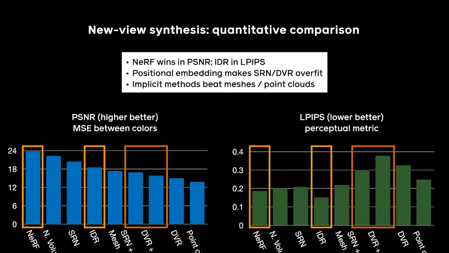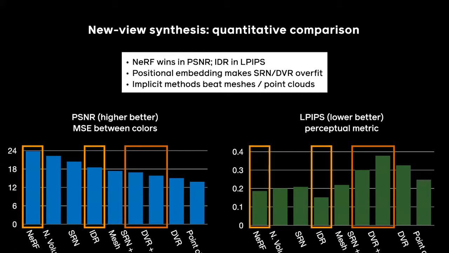However, this is not necessarily always true. There are other techniques that are also very competitive. For example, IDR. So a difference between NeRF and IDR is that NeRF uses an occupancy field as a representation of your 3D shape, and IDR uses a signed distance function instead.